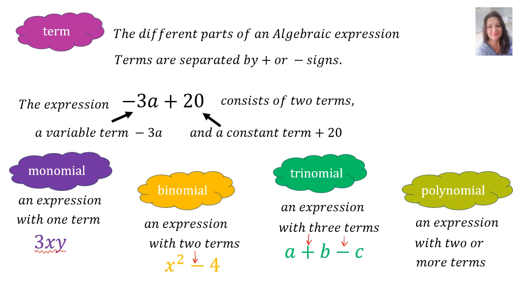So in other words, the binomial, trinomial, etc., are actually all polynomials. And there is an example of a polynomial: 2a plus 7b minus c plus 8. That polynomial consists of 4 terms.